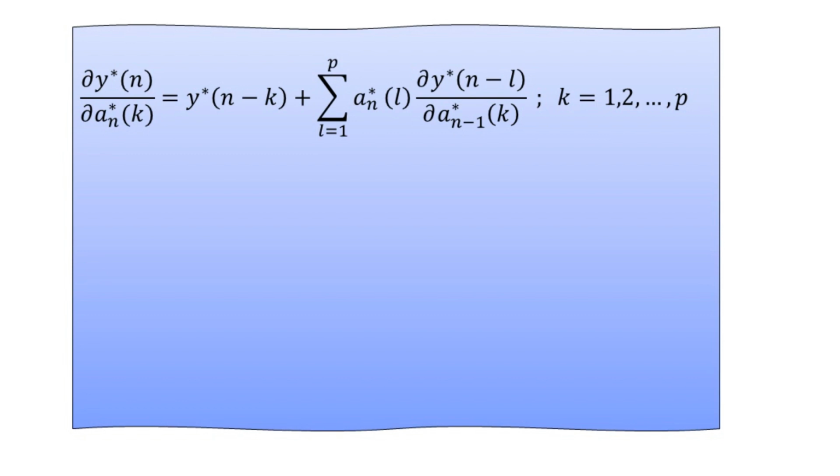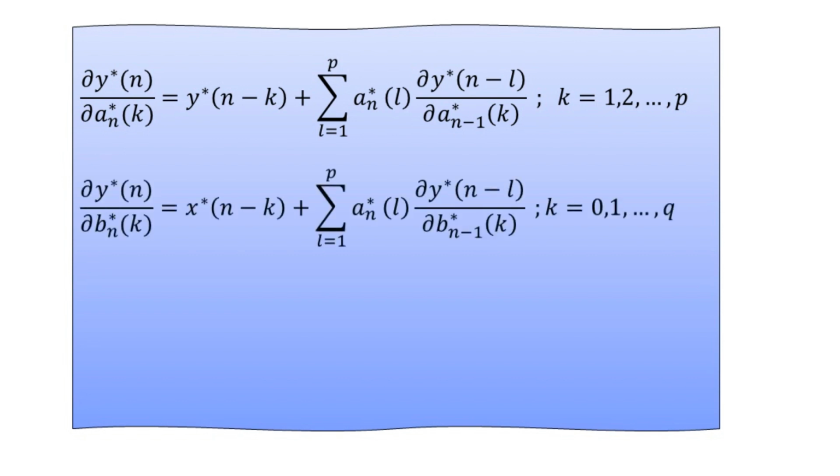Whereas the second equation will have the left hand side denoted again by the partial differentiation of the complex conjugate of y of n with respect to, this time, the complex conjugate of the filter coefficient b suffix n of k. This will be equal to, on the right hand side, the first term, complex conjugate of x of n minus k, added by the summation L equal to 1 to p of the multiplication of the complex conjugate of a suffix n of L to the partial differentiation of the complex conjugate of y of n minus L with respect to the complex conjugate of b suffix n of k. So here k will start at 0, 1, 2 and so on up to small q.